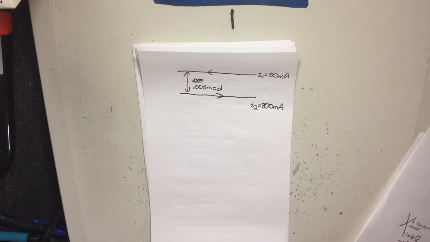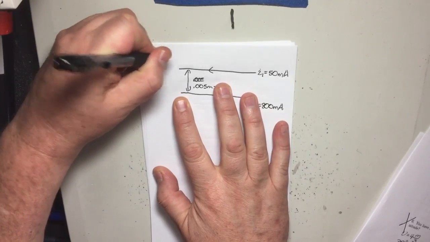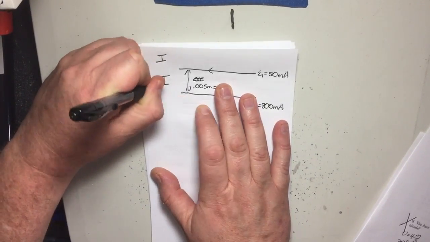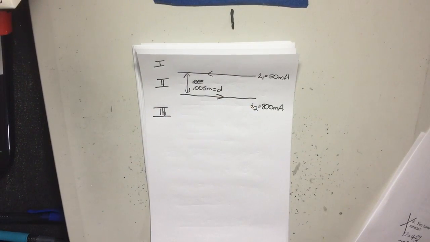First thing that you would do with a problem like this is label the directions of the B field everywhere. Now, there are 3 major regions. There's the upper region, the middle region, and the lower region. 1, 2, and 3.